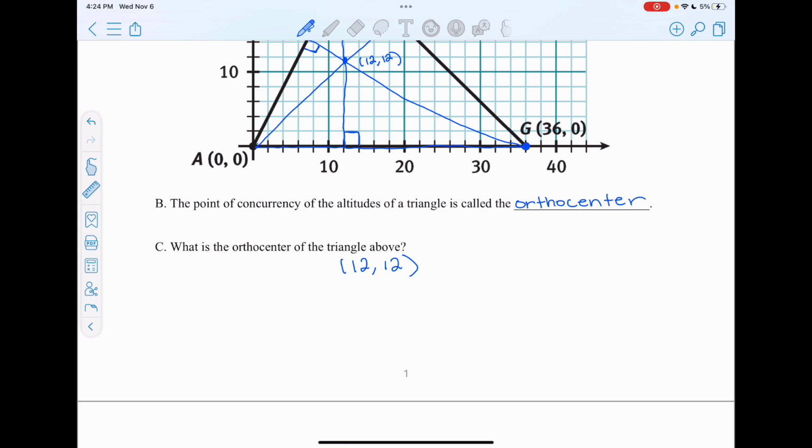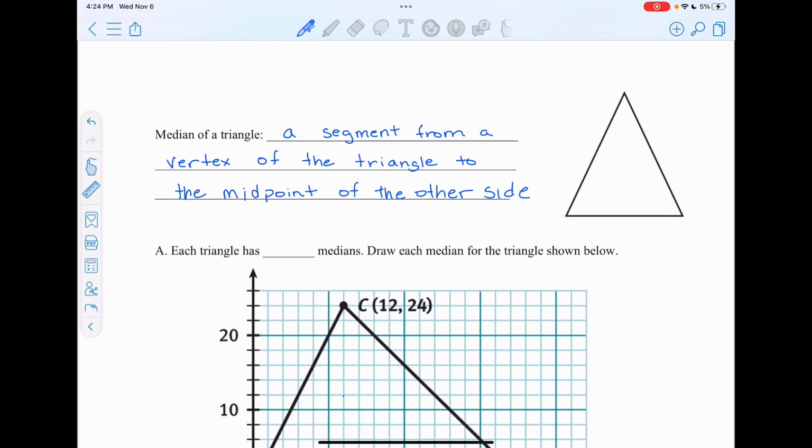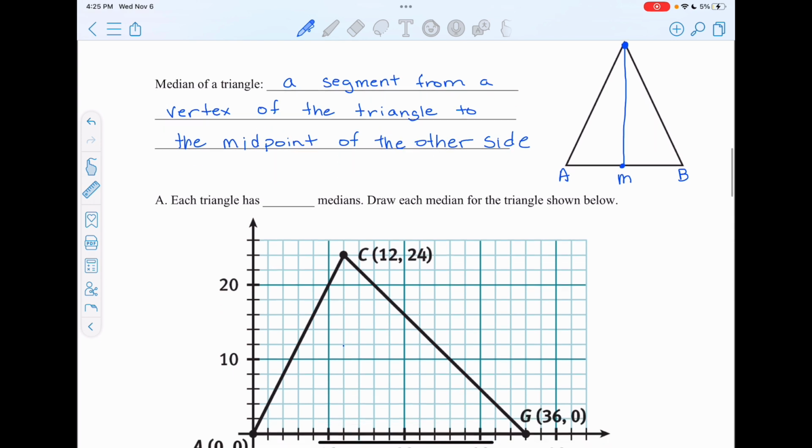Let's move on to talk about our next segment. Our next segment is a median of a triangle. A median is a segment from a vertex to the midpoint of the other side. So let's say that this was side AB and the midpoint was point M. A median goes from the vertex to the midpoint of the opposite side. It is not necessarily perpendicular. All it needs to happen is that it goes from the vertex to the midpoint on the opposite side. And once again, each triangle has 3 medians because there are 3 sides to a triangle and 3 vertices.